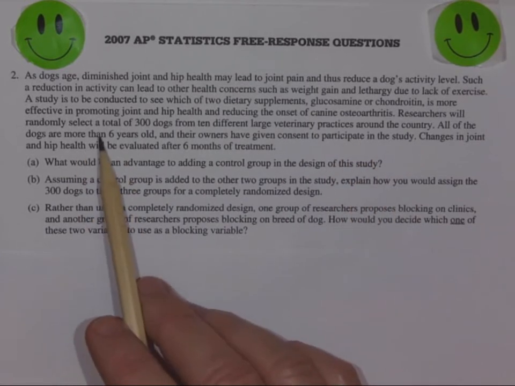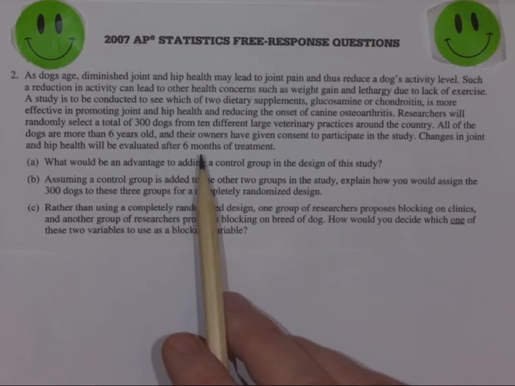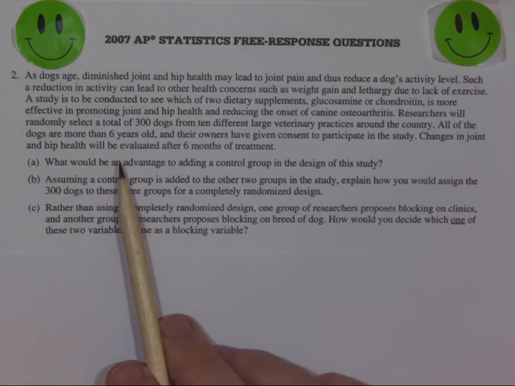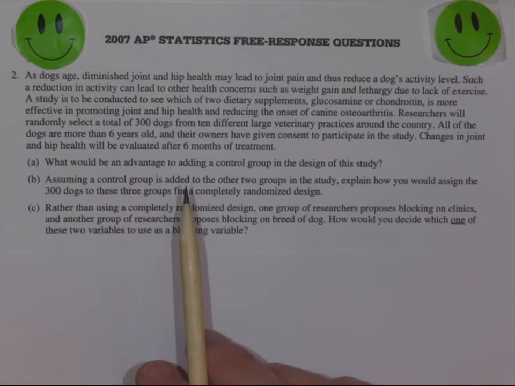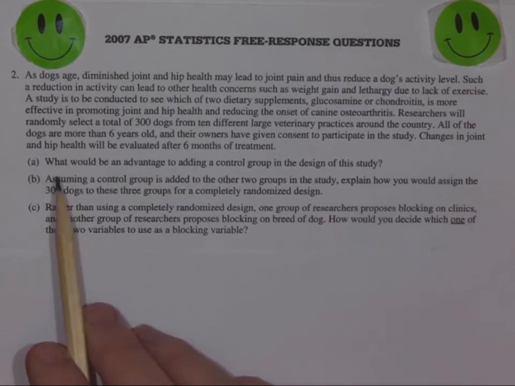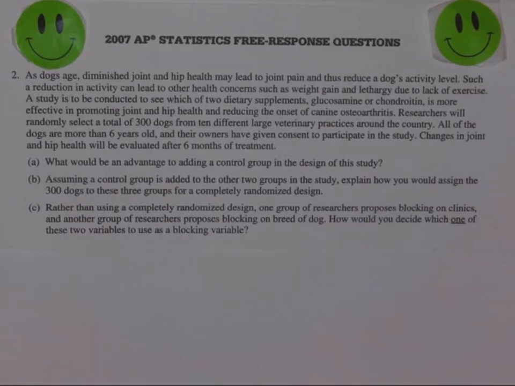Researchers will randomly select a total of 300 dogs from 10 different large veterinary practices around the country. All of the dogs are more than 6 years old and their owners have given consent to participate in the study. Changes in joint and hip health will be evaluated after 6 months of the treatment.